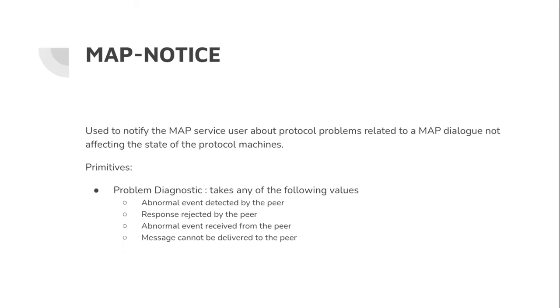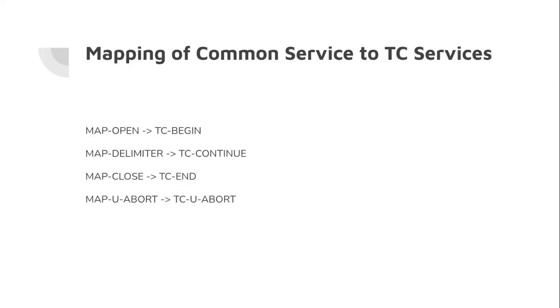Next, and the last service that we are going to discuss, is the MAP notice. This is used to notify the MAP service user about protocol problems related to the MAP dialog, not affecting the state of the protocol machines. We have only one primitive for this, and that is the problem diagnostic. Yeah, and that's it for the MAP services.